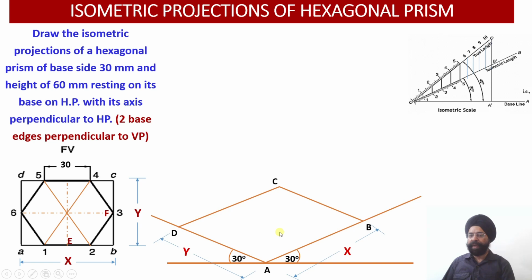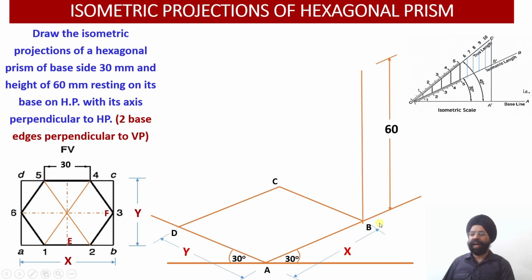So the bottom has been drawn, that is, the bottom face of the hexagonal prism has been drawn, which is a rectangle over here right now. Now let me draw the vertical axis. That is the vertical axis. I know the height of this prism. Length of the axis is equal to 60 millimeter.